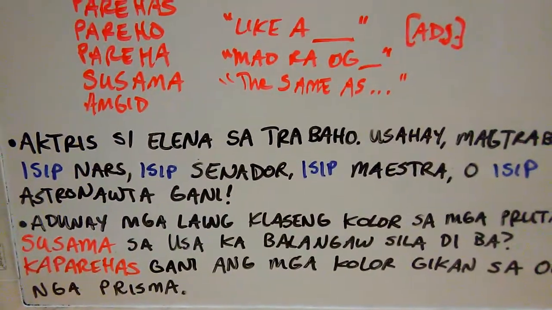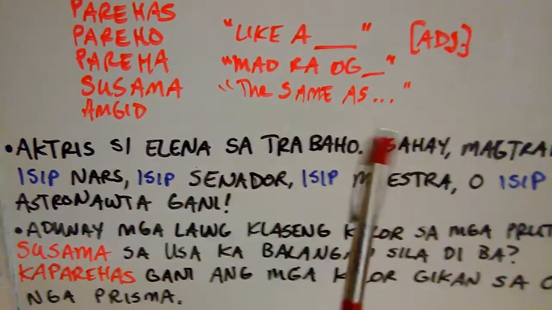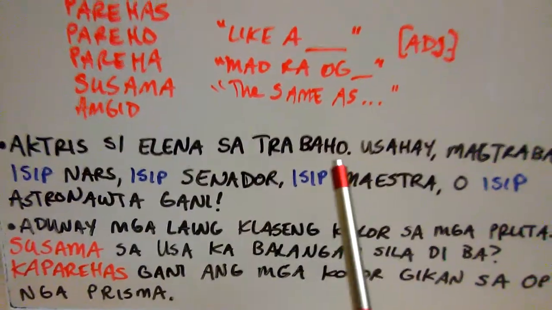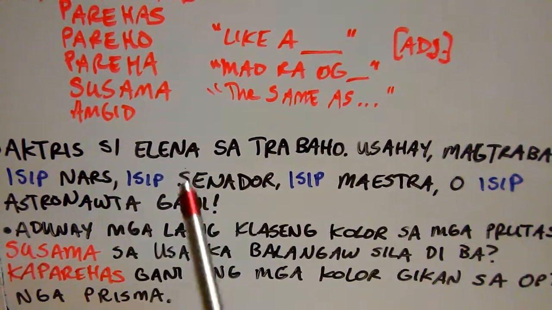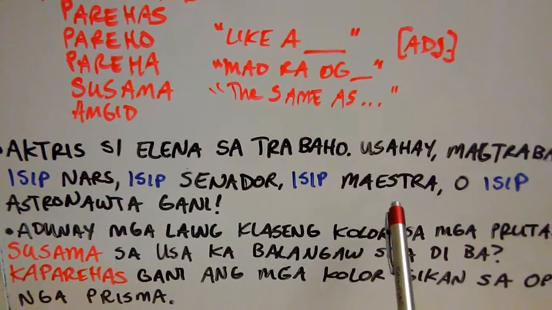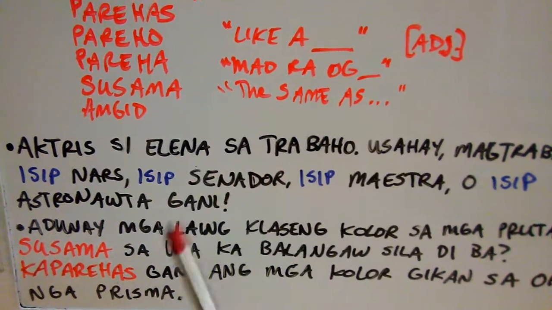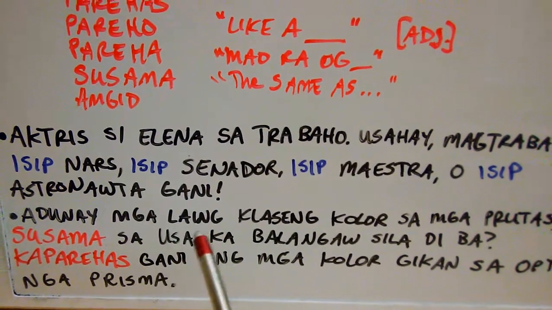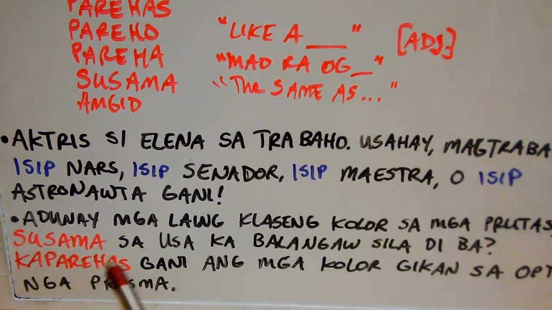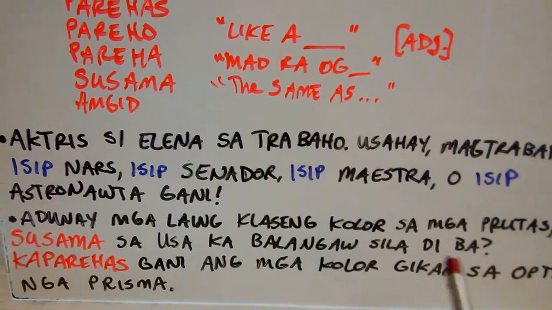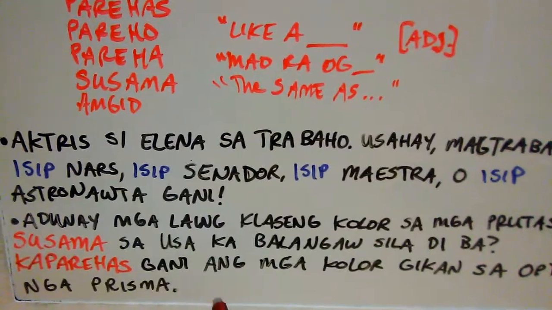So the first sentence, or the top one in purple, we have Actriz si Elena sa trabaho, right? Actriz si Elena sa trabaho. Usahay magtrabaho siya isip nurse, isip senador, isip maestra, o isip astronauta gani. Alright. Adunay mga lain klaseng kolor sa mga prutas, right? Susama sa usa ka balangaw sila, di ba? Kaparehas gani ang mga kolor gikan sa optical nga prisma.